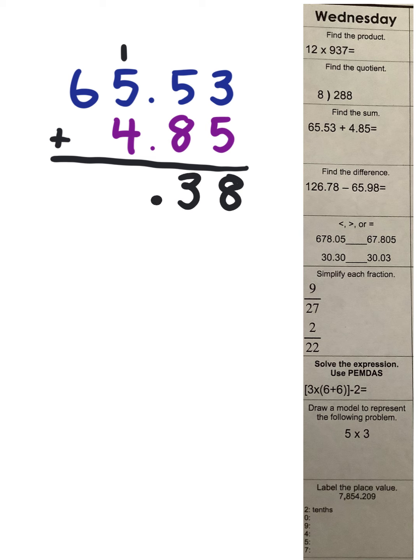I'm going to go ahead and bring my decimal down. 5 plus 4 is 9, plus 1 more is 10. I'm going to drop that 0, carry that 1. 6 plus 1 is 7. My final answer, my final sum is 70 and 38 hundredths.